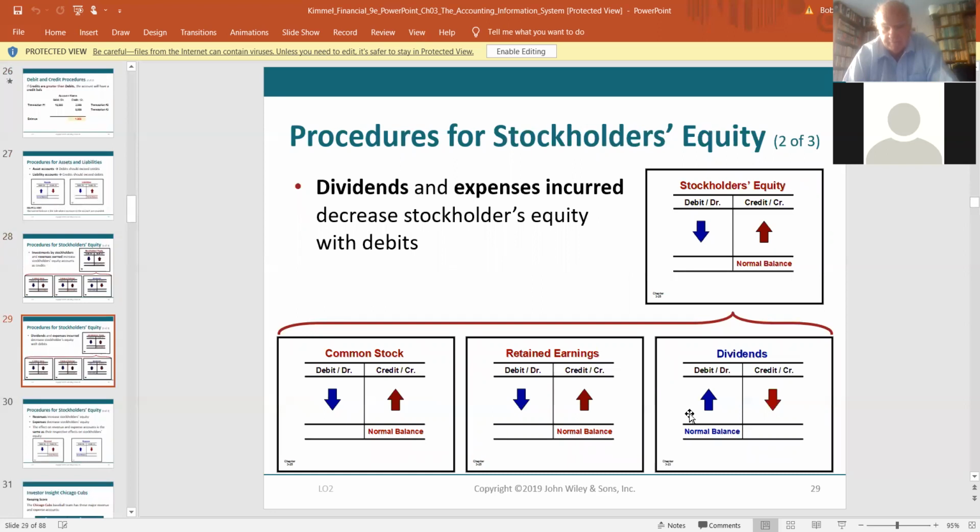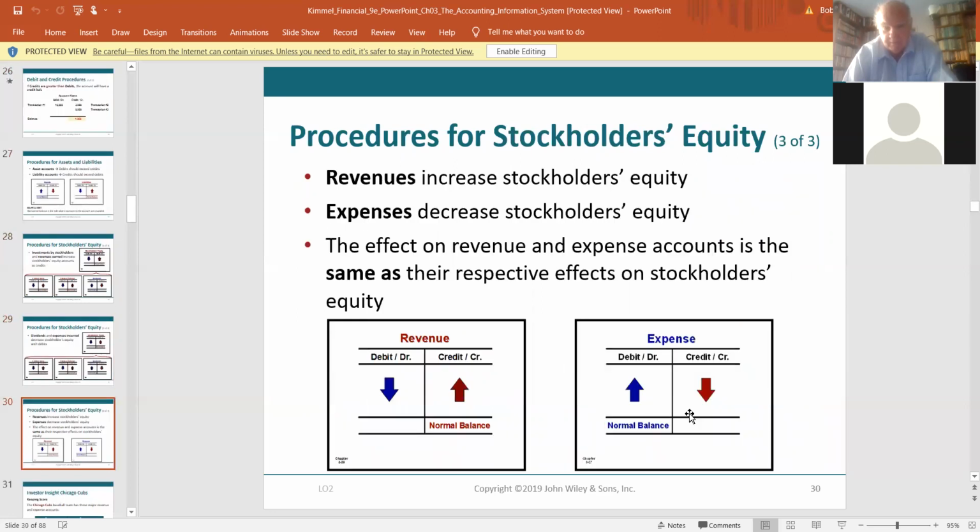And then you have revenues go up with a credit. Expenses go up with a debit. There's no other way I can teach this, Liba, except you just have to memorize them. Assets go up with a debit. Liabilities, equity, go up with a credit. Revenues go up with a credit. Expenses go up with a debit.